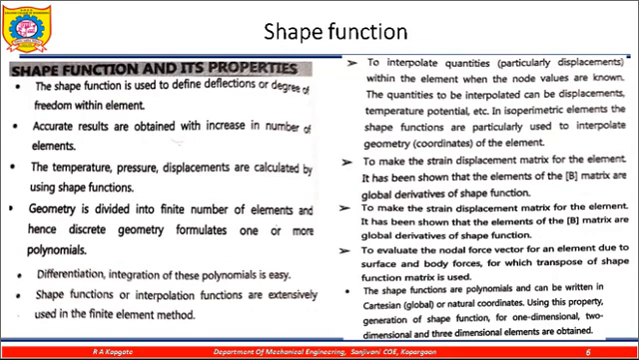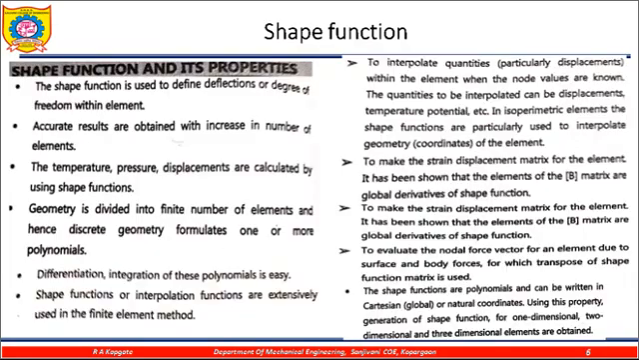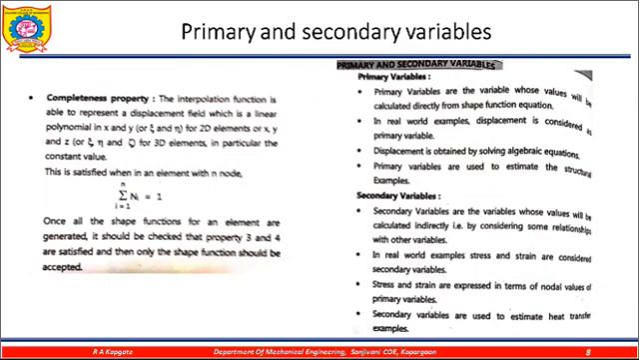Here in this chapter we are trying to find the relationship. This is the formula for finding the relationship between the local coordinates, global coordinates and the natural coordinate system. And finally the shape function properties. And finally we studied the variables, primary variables and secondary variables.